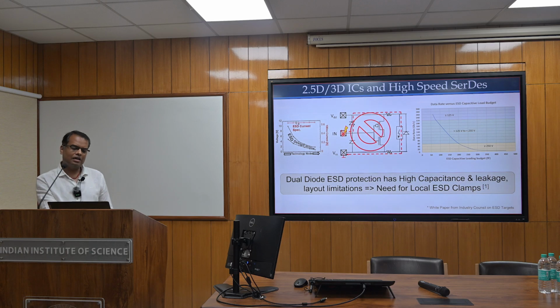The second trend I want to highlight is that the traditional methods of ESD protection, which involve a dual diode along with a power clamp, are no longer feasible because of the new packaging techniques. The area availability is too low, the area requirement for these diodes is very high, and the parasitic capacitance and leakage which these diodes give out are totally unacceptable for a modern IC.